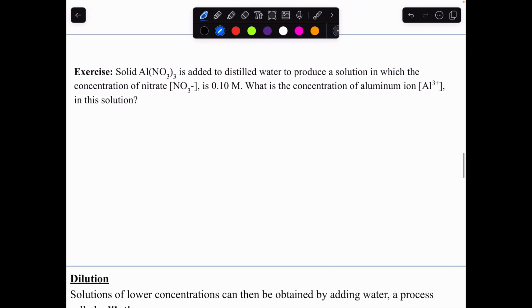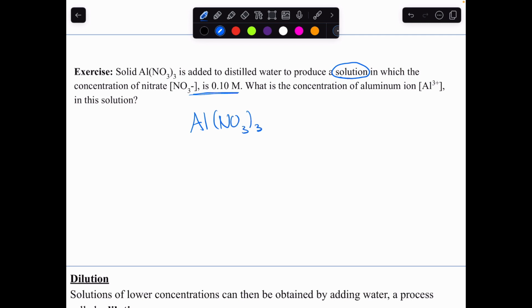All right, here's really what we just did. This is maybe how it could be phrased on the AP exam, where it says we have some solid aluminum nitrate added to distilled water to produce a solution in which the concentration of the nitrate is 0.1 molar. What is the concentration of the aluminum ion? Being that we're dealing with the creation of a solution, if it isn't given to me, I would always write out, just like we did up above, that equation.